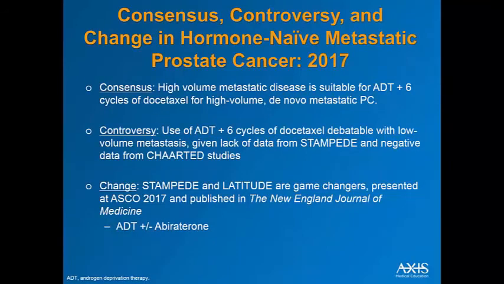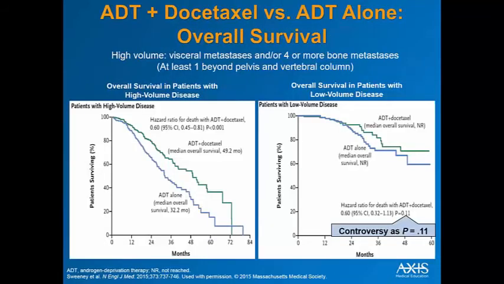Now, I'd next like to focus on therapy for these patients who come in with overt metastatic disease. And I think at this point we've now reached some consensus, we've reached some controversy, and we've reached some change. We have a consensus that high-volume metastatic disease, and I'll show you some data here in a moment, is suitable for androgen deprivation therapy, or ADT, plus 6 cycles of docetaxel.